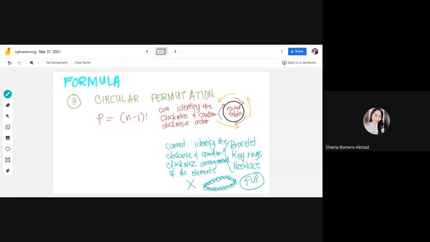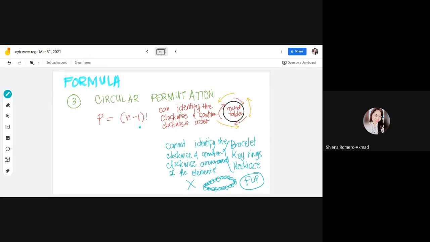Pag na-flip mo siya, hindi mo na alam. You don't know already. Asan nga yung kaninang clockwise na in-identify ko? Asan nga yung kaninang counterclockwise? Bali-baliktarin mo, hindi mo na alam. You cannot identify asan yung clockwise niyan at yung counterclockwise. So, na I say clockwise, pa kanan. Pag counterclockwise, pa kaliwa. Okay? So, you cannot identify the clockwise and the counterclockwise arrangement of the elements. And if that is the case, you will not use this formula.